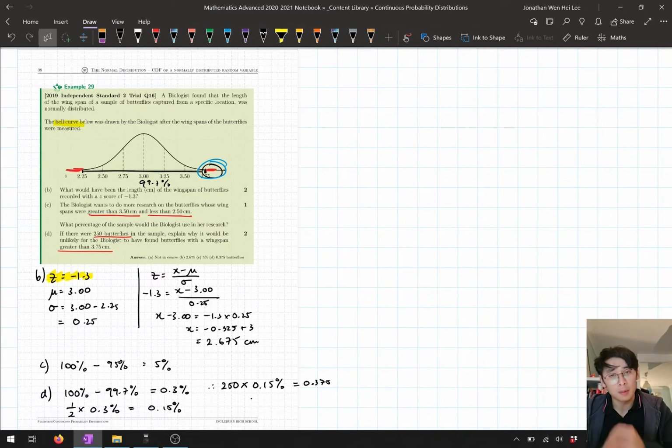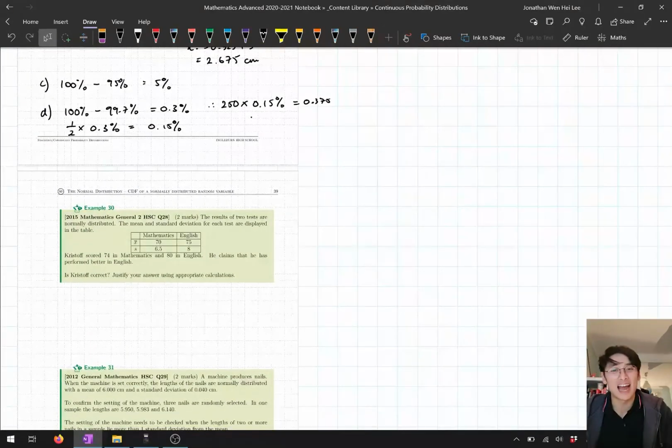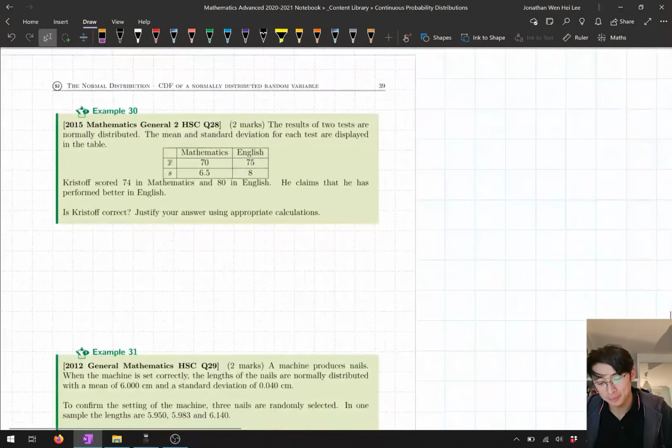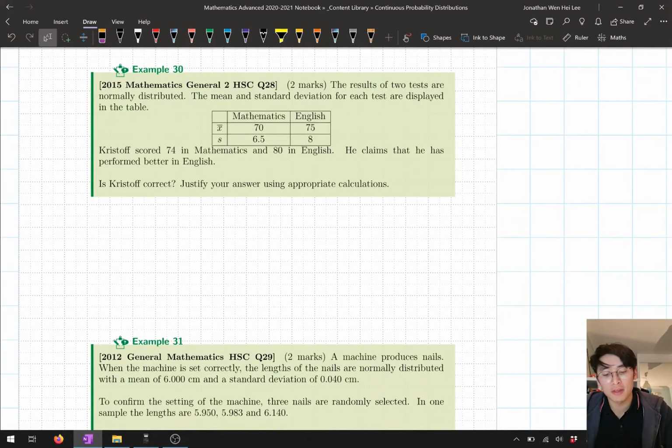Okay, I'm going to go through one more example, and then we're going to do the rest in our online lesson. Okay. Here is from the 2015 Math General Exam. The results of 2 tests are normally distributed. The mean and standard deviation for each test are displayed on the table. So here we've got a math and English test. The mean for this mathematics exam was 70, and the mean for the English one was 75. And standard deviation. So here, instead of using sigma, they've used S. That's okay. We can still adapt to that. And so the standard deviation for math was 6.5, and the standard deviation for English was 8.